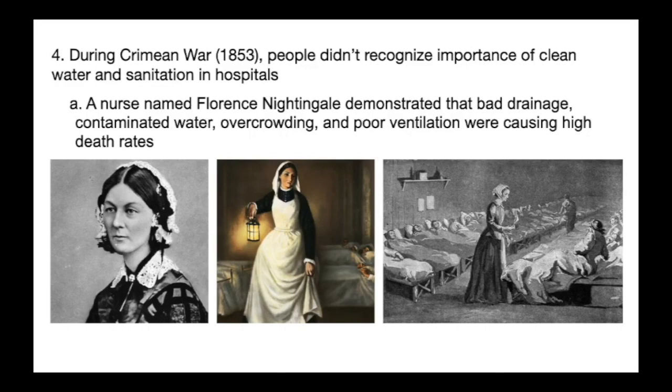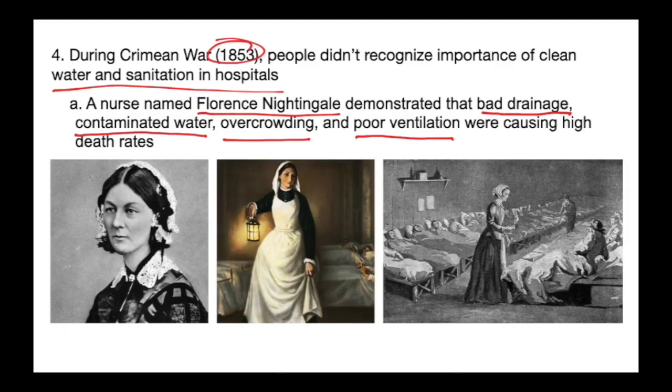Okay, and then we come to the Crimean War. That's 1853. People still didn't recognize the importance of clean water and sanitation. So there's this nurse, her name's Florence Nightingale, and she demonstrated quite a few things. If you didn't have good drainage, if you had bad water, overcrowding, poor ventilation, that's what would cause high death rates. So these soldiers would come in, they weren't in a good, quote, hospital. It was dirty, it was crowded, it wasn't ventilated, and they were dying. She proved that if you changed those conditions, way fewer people died.